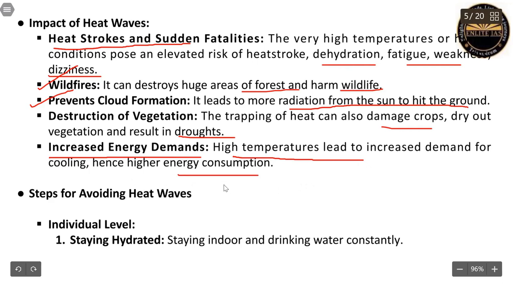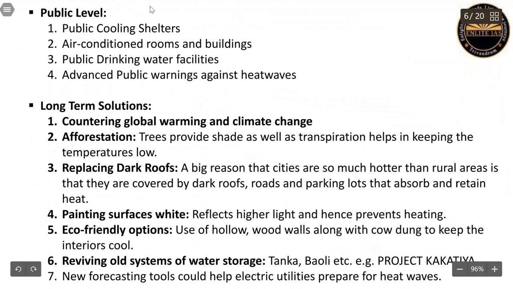So what are the steps to avoid heat waves? At the individual level, one must stay hydrated, try to keep indoors as well as drink a lot of water, and also special care must be taken for the young and the elderly. Next, at the public level, there must be cooling shelters, air conditioned rooms, etc., public drinking water facilities, and advanced public warning against heat waves.